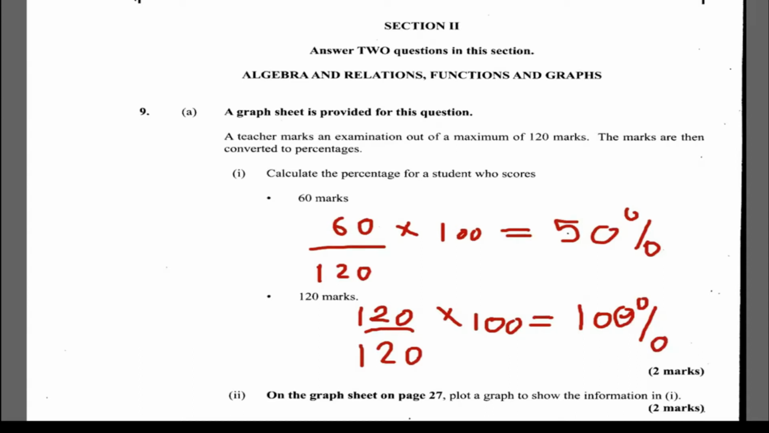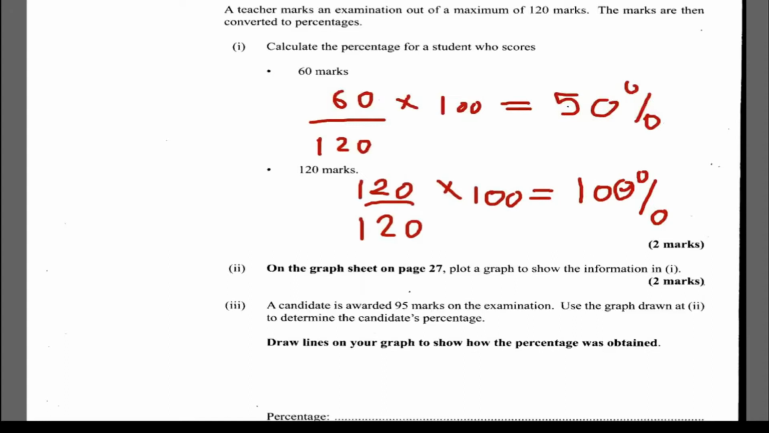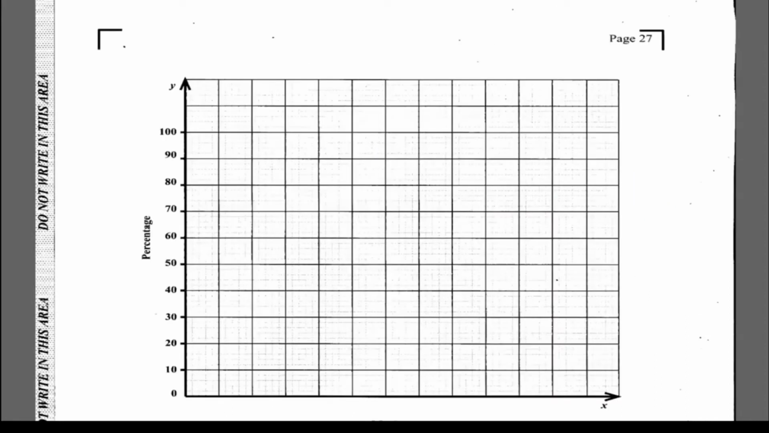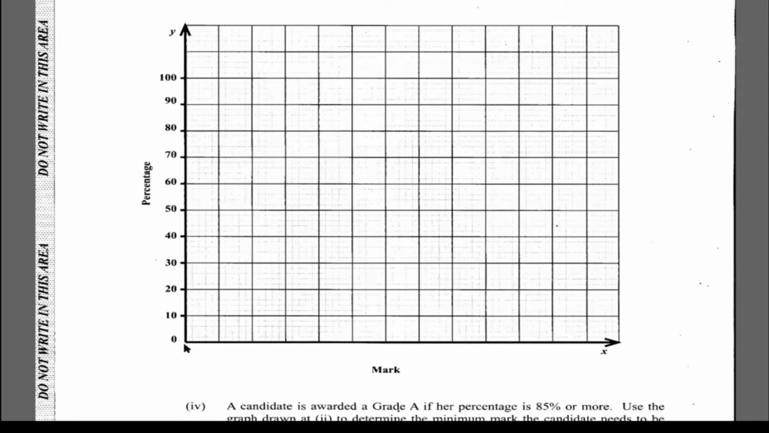Nice. It says now on the graph sheet provided on the next page, plot the information given. So we have the percentage and the marks. Now the marks go up to 120, so I want to break it up so it's evenly distributed. To go up to 120, 1, 2, 3, 4, 5, 6, 7, 8, 9, 10, 11, 12. Since it's going up by 12, and 12 times 10 is 120, I'm going to make each box be 10.